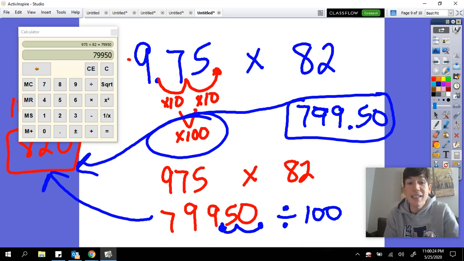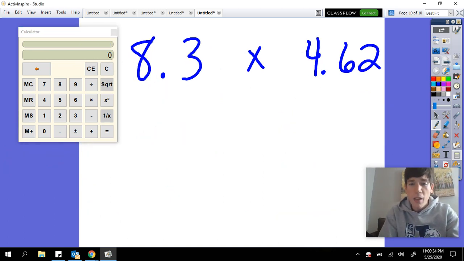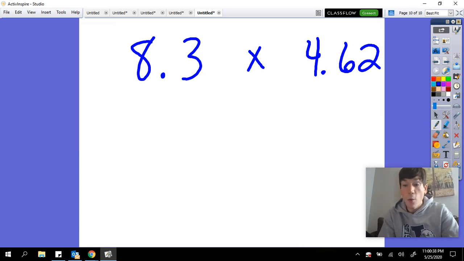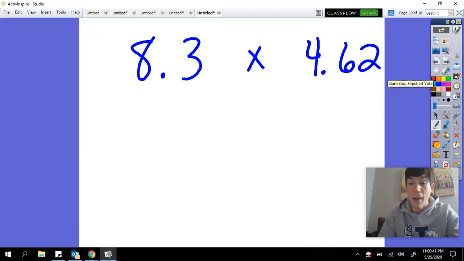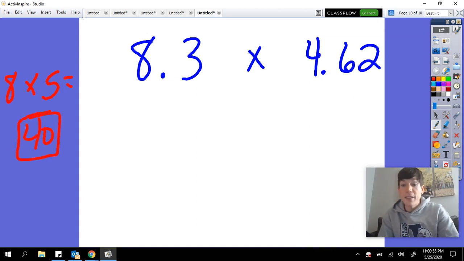Now, using this idea of multiplying and dividing by tens, hundreds, and thousands, we were able to make this work. Let's look at one more example. Let's look at the example of 8 and 3/10 times 4 and 62 hundredths. Just like last time, I'm going to estimate here. I'm going to say 8 and 3/10 is about 8 wholes. 4 and 62 hundredths is actually closer to being 5 wholes, and 8 times 5 is 40. So I'm going to estimate somewhere around 40 is what we're looking for here.